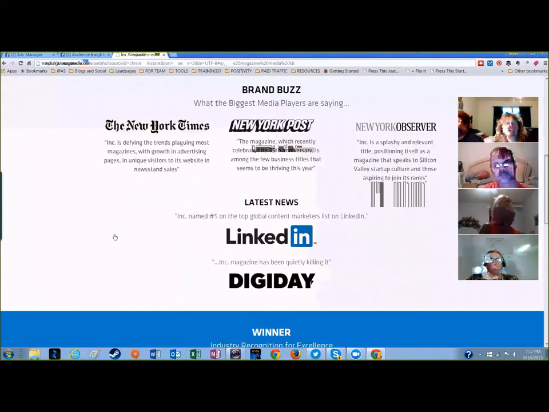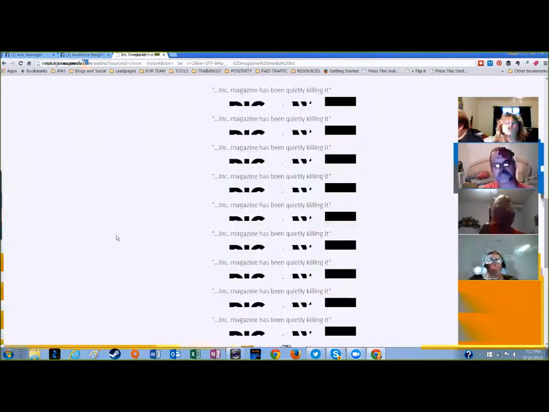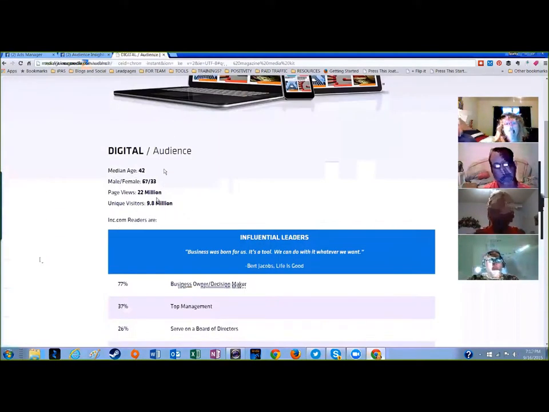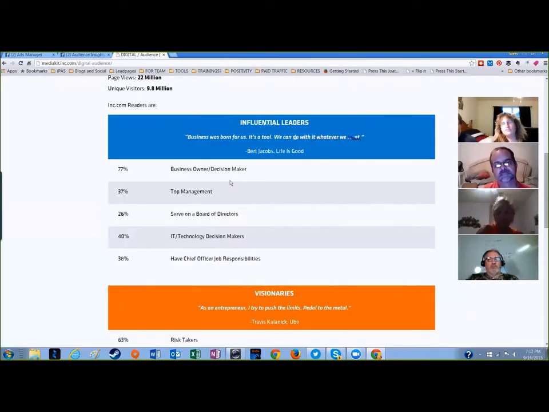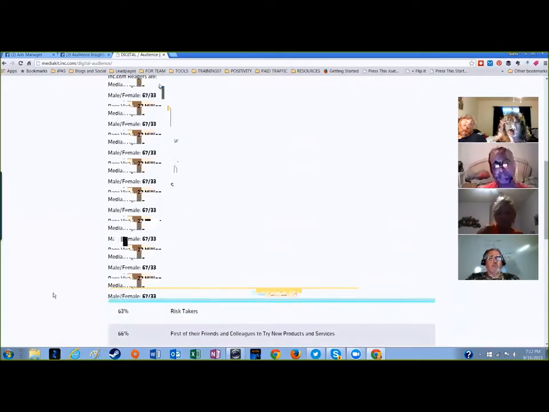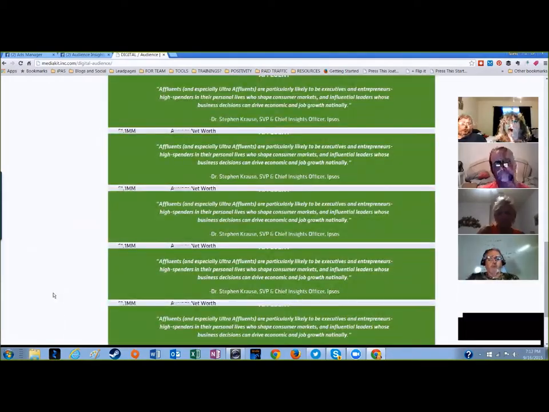So if you choose digital audience, you can get some really good information. The median audience is 42. A good percentage is male. They get 9.8 million unique readers. They're business owners and decision makers. You want to pick a couple of the magazines that you think your niche is going to be reading and write down some of this information, like 42, male, business owner, management, and just take note of a lot of that stuff.